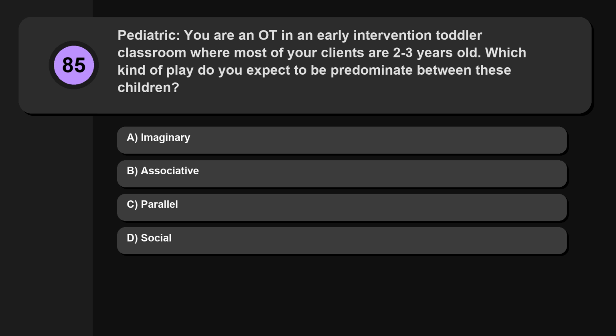You are an OT in an early intervention toddler classroom where most of your clients are 2 to 3 years old. Which kind of play do you expect to be predominant between these children? Option A. Imaginary. Option B. Associative. Option C. Parallel. Option D. Social. The correct answer is option C.